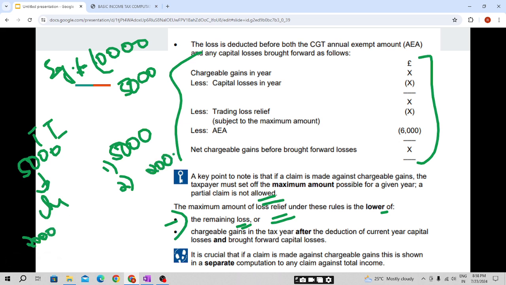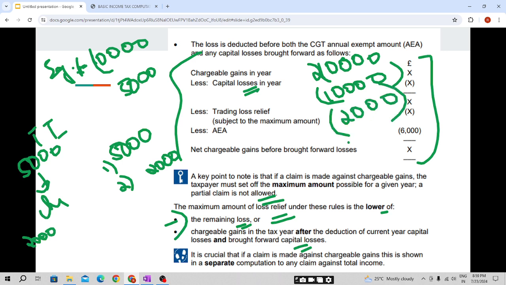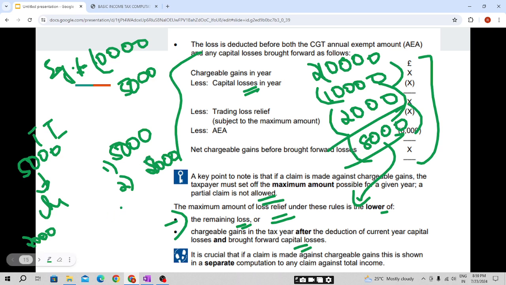After the deduction of current year capital loss and brought forward capital losses. So students, current year gain is 20,000 pounds. My capital loss is 10,000 pounds and my brought forward losses are 2,000 pounds. So the maximum amount will be 8,000. So 5,000 or 8,000, which will be, students? The lower is 5,000. So 5,000 whole we can set off against the chargeable gains.